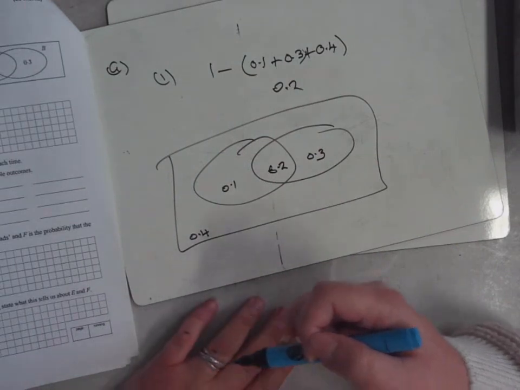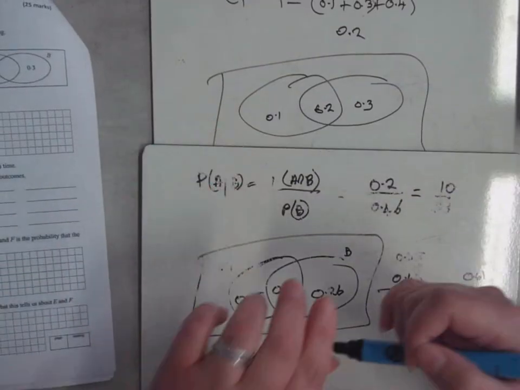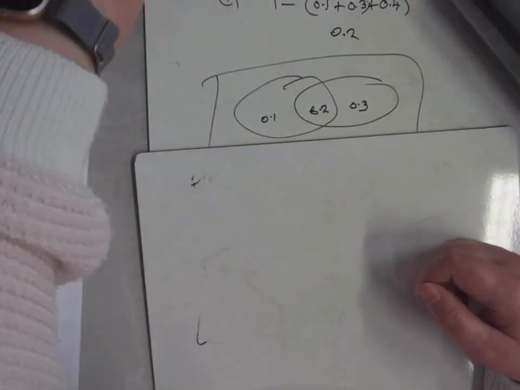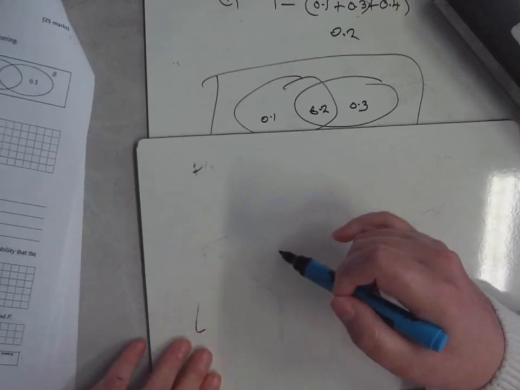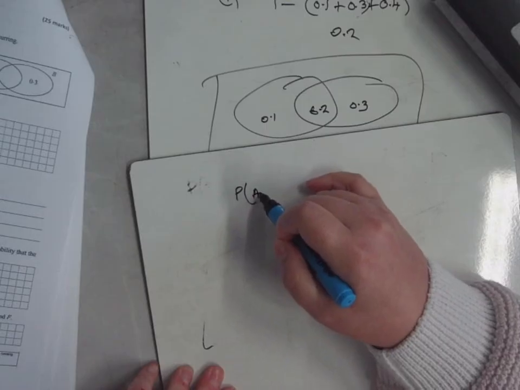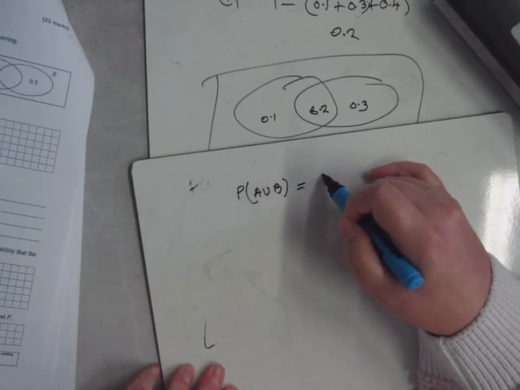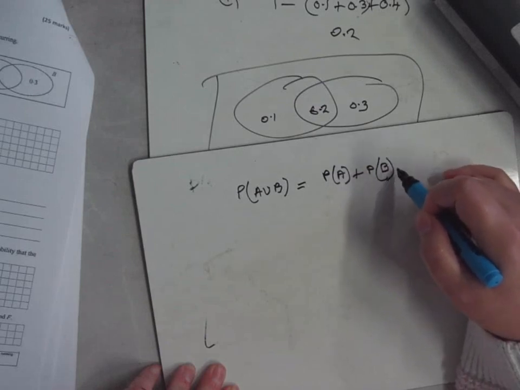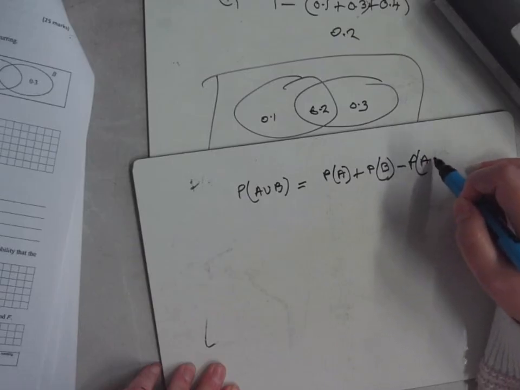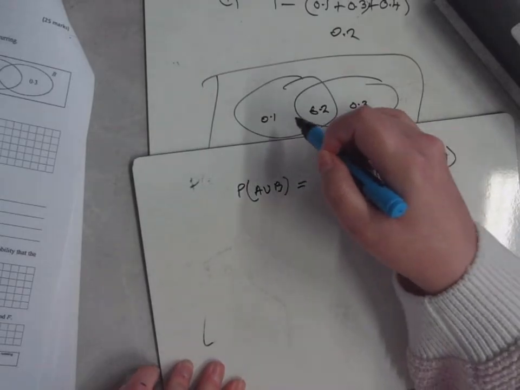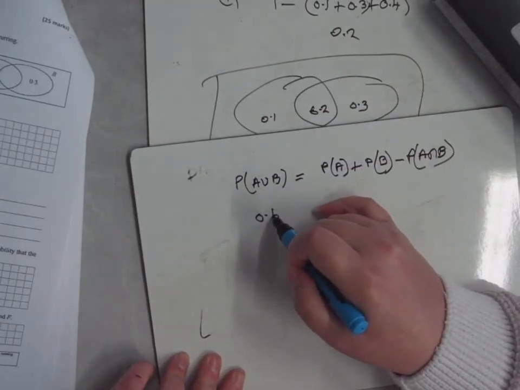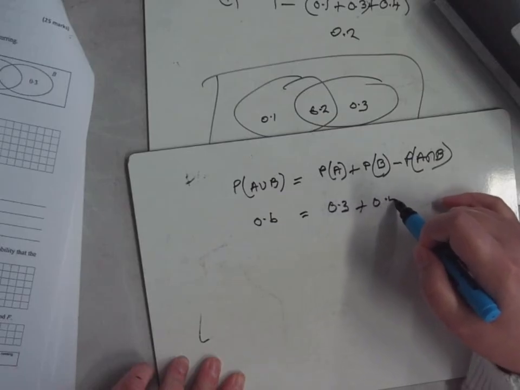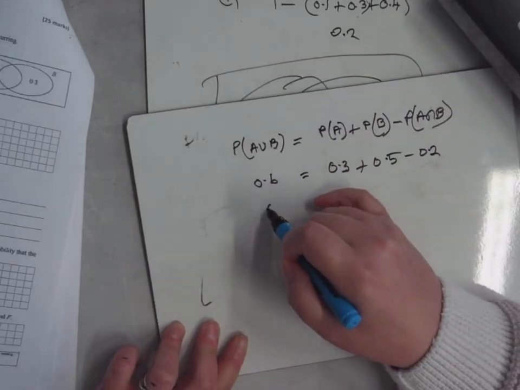Is that right? Yeah. The next thing is: verify that the probability of A union B is equal to the probability of A plus the probability of B minus the probability of A intersection B. So that's just a case of A union B, add them all up, that's 0.6. Probability of A is 0.3, probability of B is 0.5, minus the probability of both, 0.2, and you get 0.6 equals 0.6.